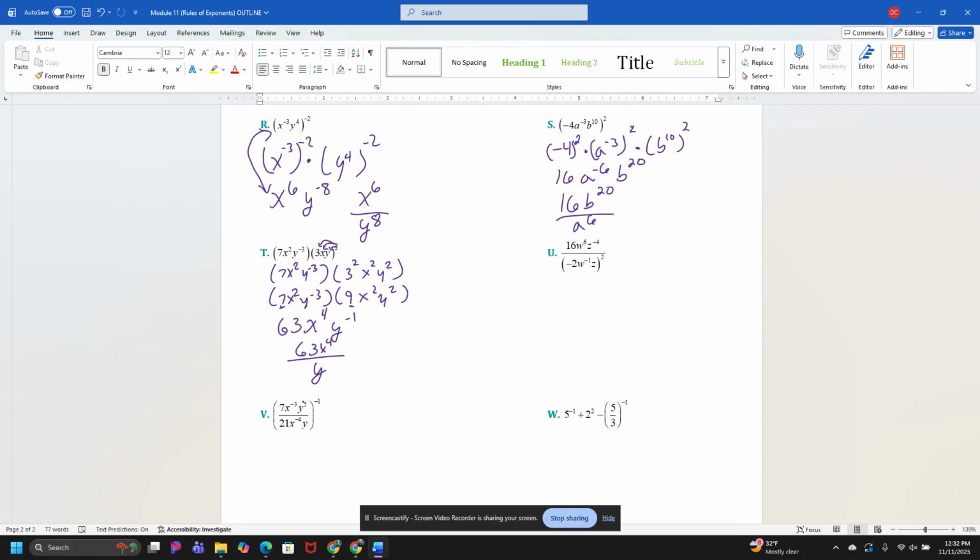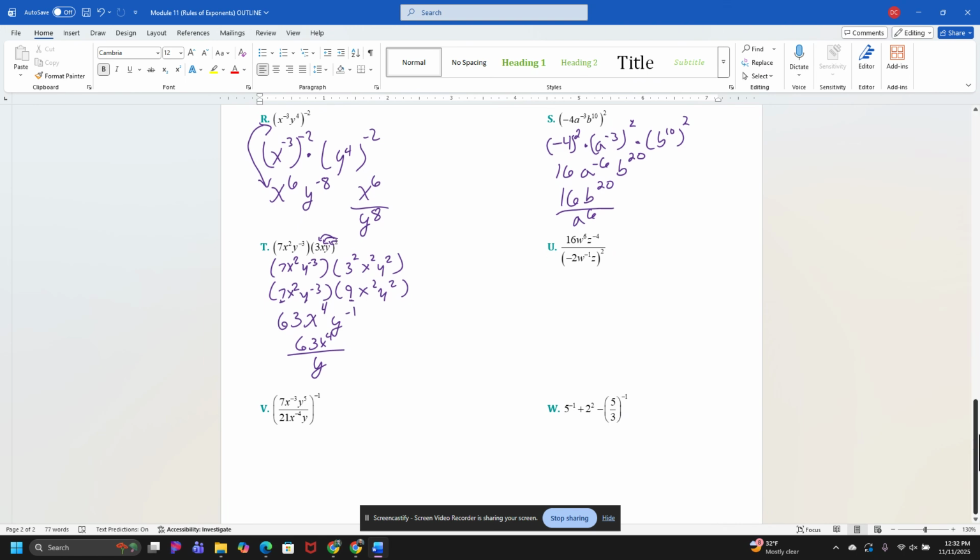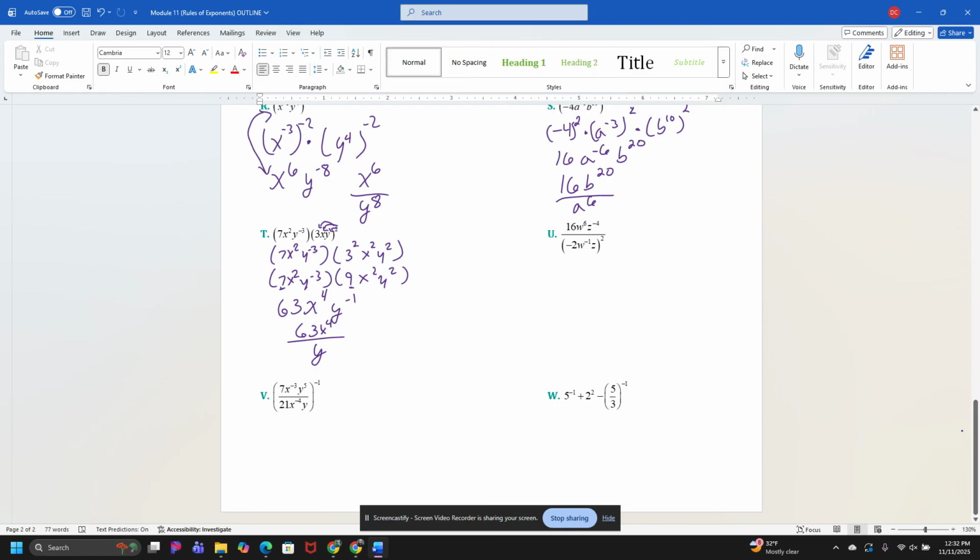You just kind of have to step through the rules. V will be the last one that I look through for you all. So this negative 1 needs to find its way to everybody. So it's 7 to the negative 1, x to the 3, y to the negative 5. It's 21 to the negative 1, x to the positive 4, and y to the negative 1.